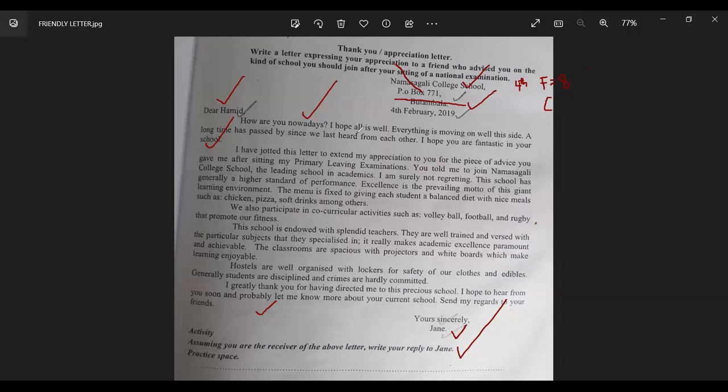Hostels are well organized with lockers for safety of our clothes and edibles. Generally, students are disciplined and crimes are hardly committed. I greatly thank you for having directed me to this precious school. I hope to hear from you soon, and probably let me know more about your current school. Send my regards to your friends.